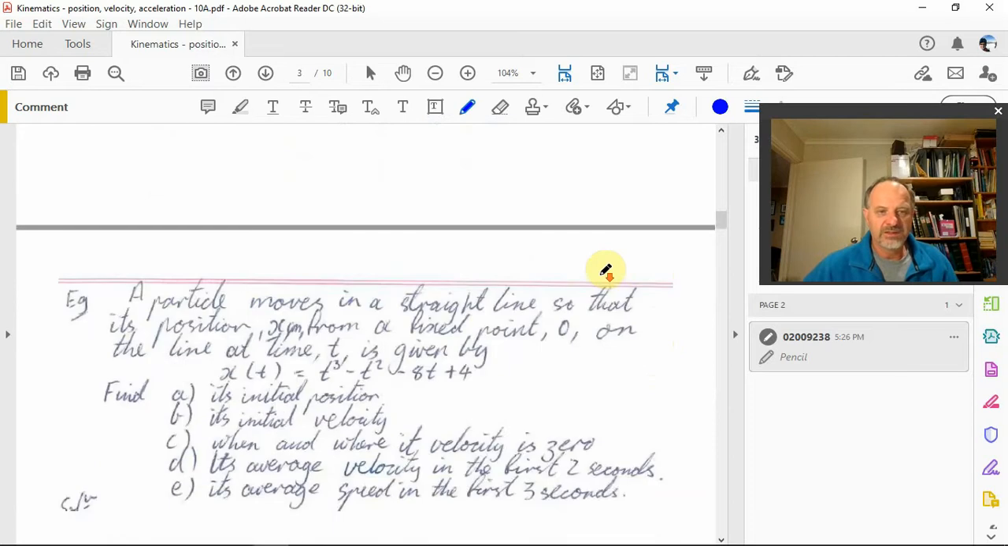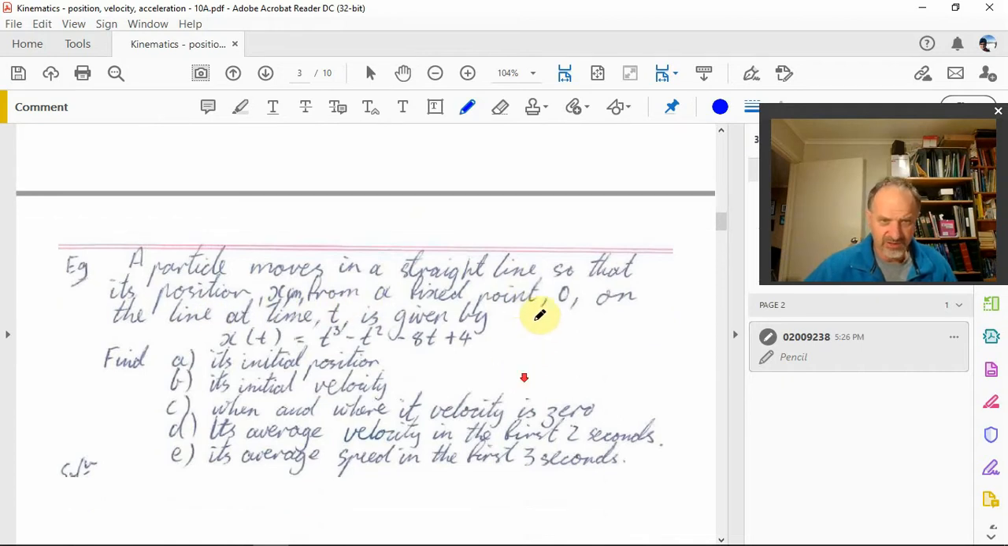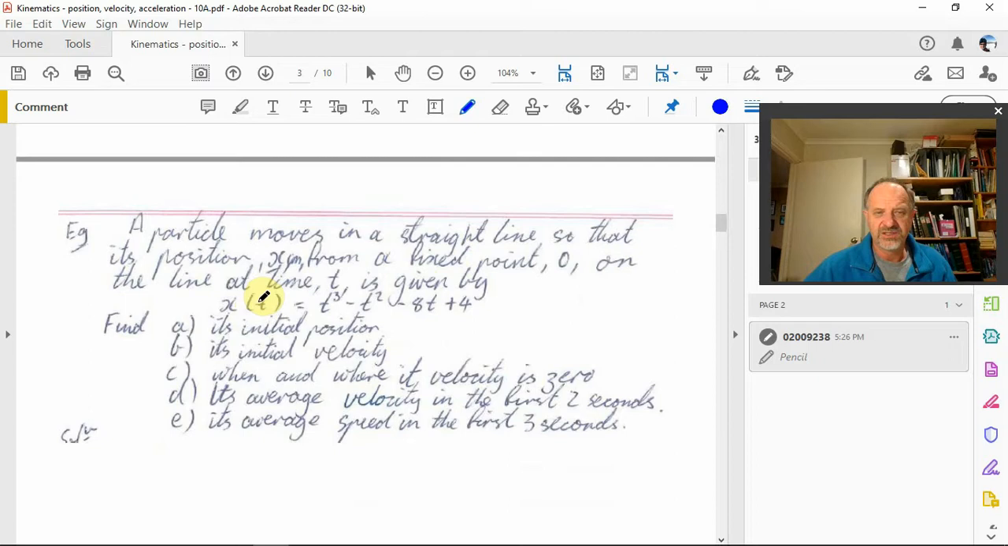All right, so here's an example. A particle moves in a straight line, so its position x from a fixed point O on the line at time t is given by, here's our expression, x(t), its position at any time t, is t cubed minus t squared minus 8t plus 4. And then we've got a bunch of things we're asked about.